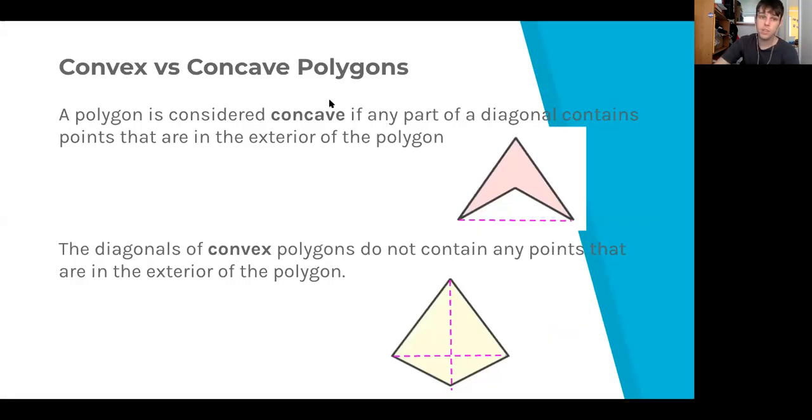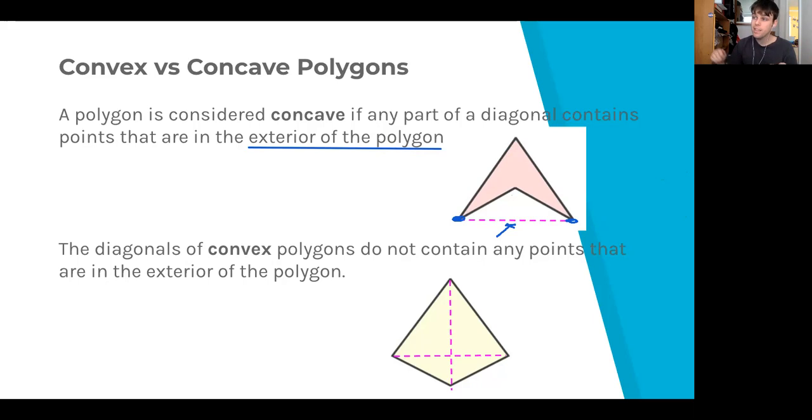All right, convex versus concave. These are some descriptors that we can give of a polygon. A polygon is considered concave if any part of a diagonal contains points that are in the exterior of the polygon. Here in this dotted line, we can see a diagonal. It connects these two vertices. This is our diagonal. Exterior, it's on the outside, right? This is the inside here. This is the outside. This diagonal contains points of the exterior, so we call this concave.